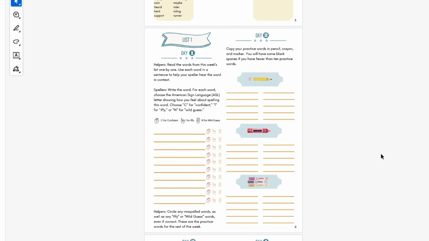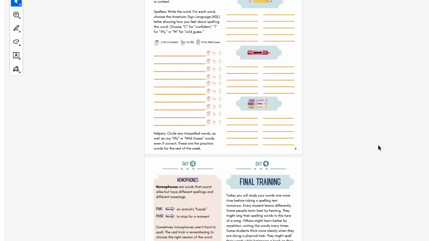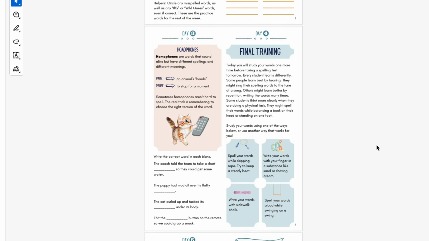That kind of gives us our words that we're working with. On the second day in this week, and these vary every week, here they're recopying their words in pencil, crayon, and marker just to practice. On the third day, there's usually a lesson about what's going on in that word list this week. So in week 1, we have pause and paws, 2 homophones, and of course there's the cat using paws to pause the remote. And they're doing a little exercise to make sure they've got those straight. Then on the fourth day, they go into their final training, getting ready for that post-test.